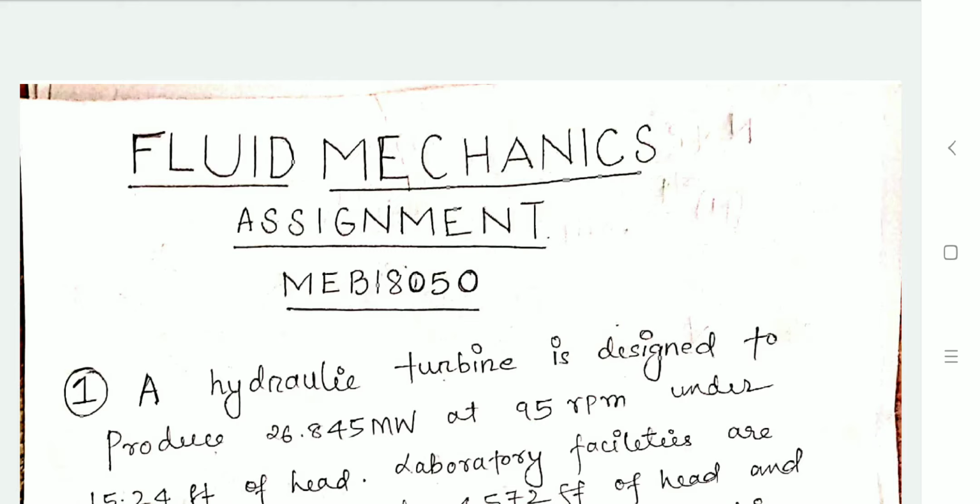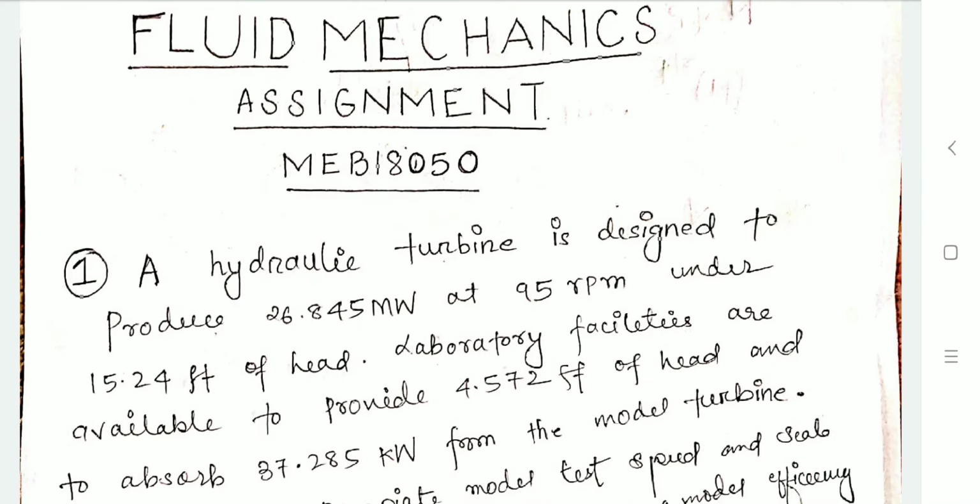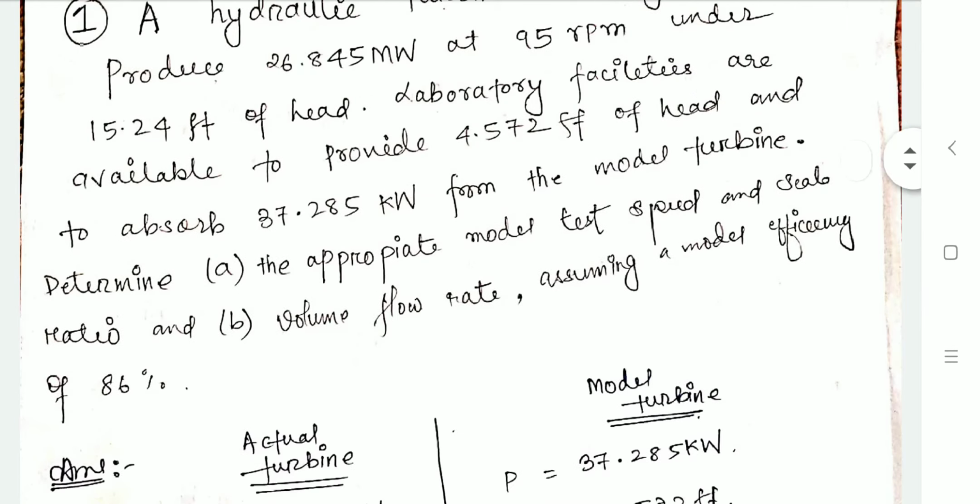So, question number 1 goes like: a hydraulic turbine is designed to produce 26.845 megawatt at 95 rpm under 15.24 feet of head. Laboratory facilities are available to provide 4.572 feet of head and to absorb 37.285 kilowatt from the model turbine. Determine the appropriate model test speed and scale ratio and volume flow rate, assuming a model efficiency of 86%.